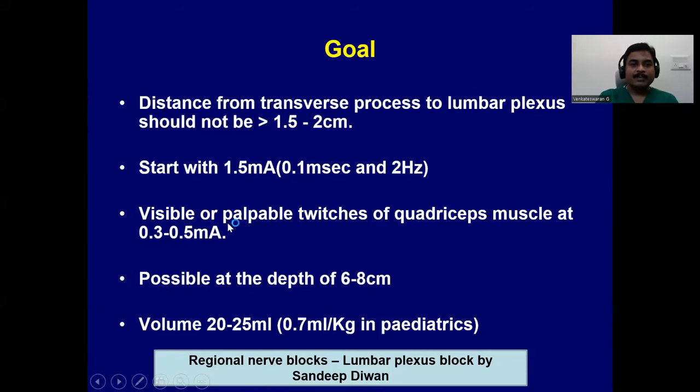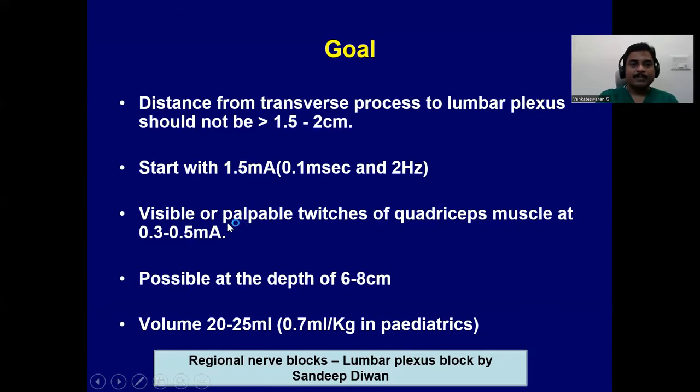Sometimes you can get both quadriceps as well as hamstring twitch. That means your needle is close to the lumbosacral trunk. So in such a case, you withdraw the needle and redirect the needle laterally. Sometimes you can even get flexion of the thigh. That means the psoas major muscle is getting stimulated. So don't give any injection there. You just withdraw the needle and redirect it laterally so that you get a good quadriceps contraction.